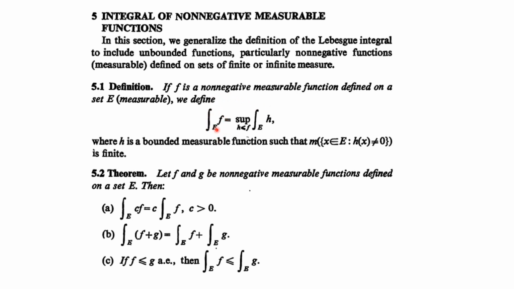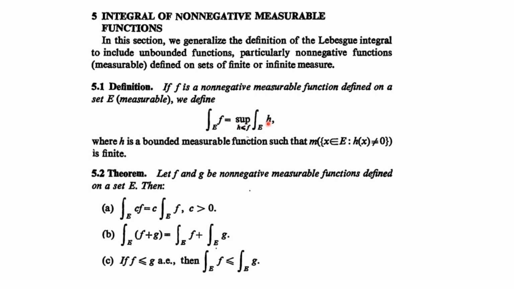corresponding to f, we have to find those bounded measurable functions h such that h is less than or equal to f. Clearly h should be less than or equal to f because h is bounded and f may be unbounded. So we will always find h, a bounded measurable function which is less than or equal to f, and we have to find the supremum of all this. So that will approximate the value of the integral of f over E.